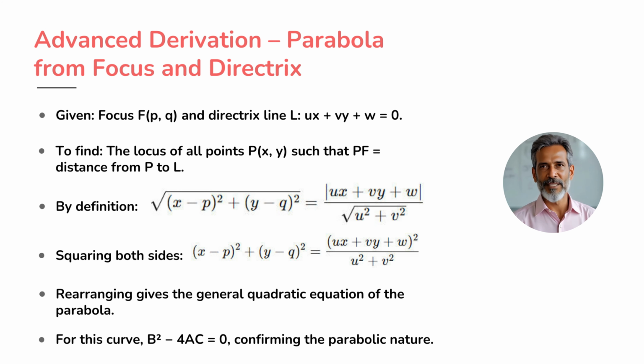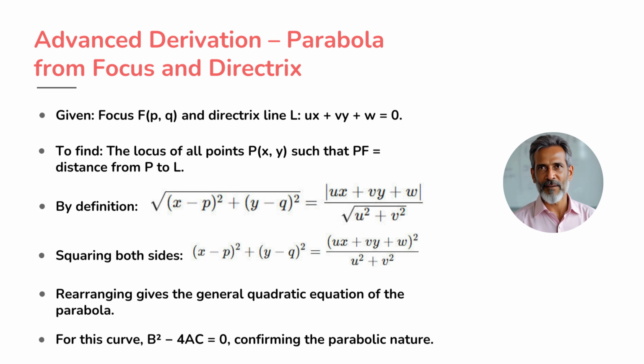Now let's generalize the parabola. What if the focus and directrix aren't aligned neatly along the x-axis or y-axis? Let's say the focus is at the point (p, q), and the directrix is the line ux + vy + w = 0. For any point P(x, y) on the parabola, the distance from P to the focus must equal its perpendicular distance from the directrix.